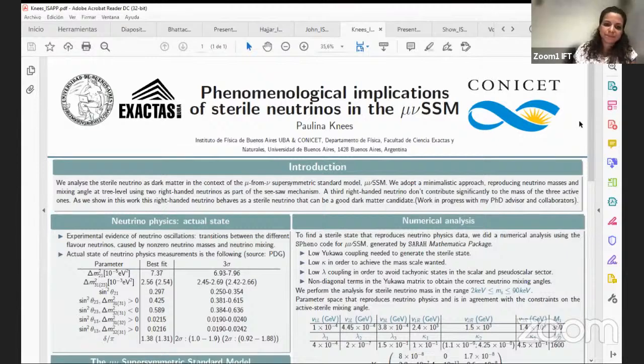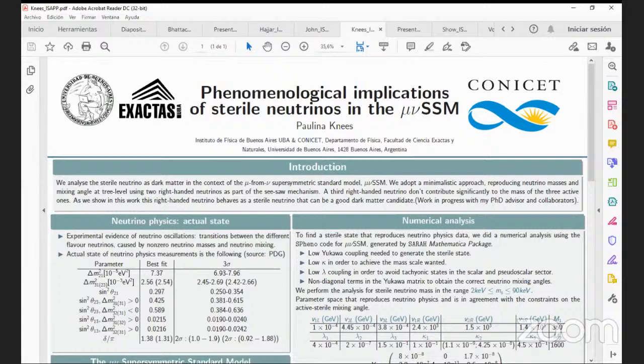Yes, thank you. Well, my doctoral work is based on the study of sterile neutrinos in the mu-nu SSM. It's a supersymmetric model in the context of dark matter. So if we can go down a little bit.